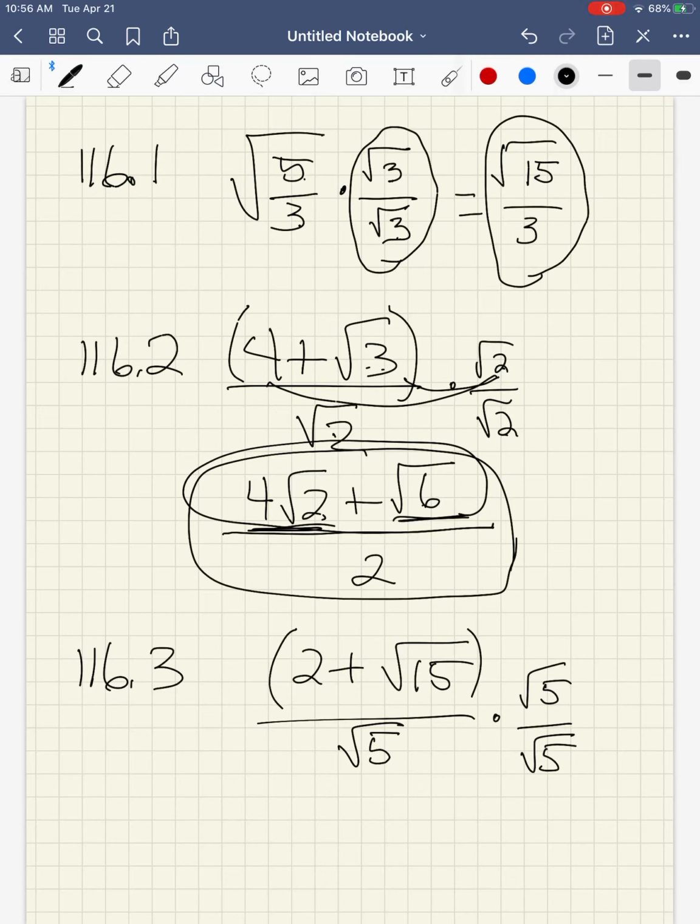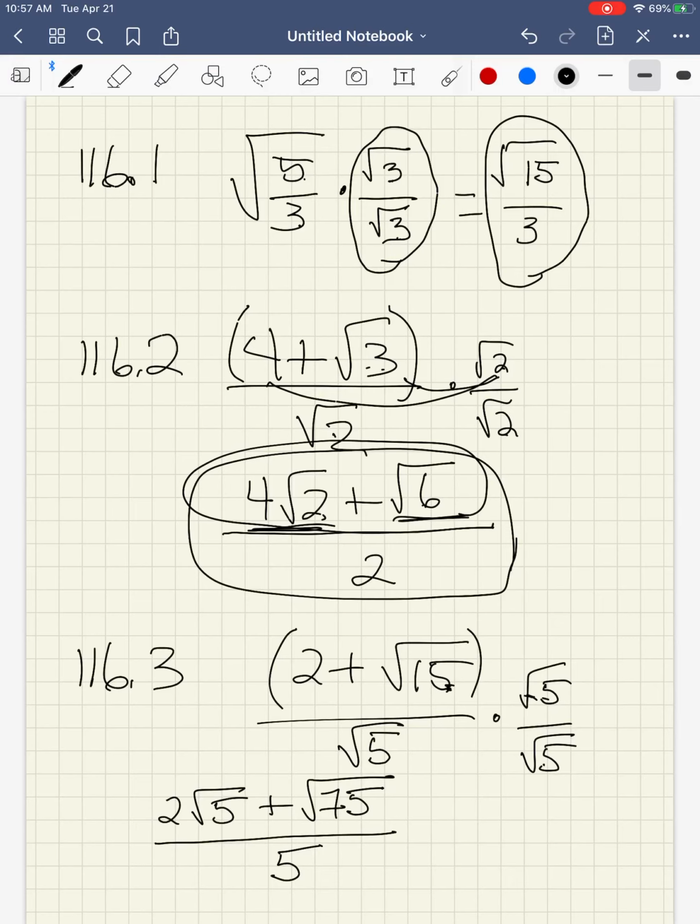So square root of 5 times 2 is 2 square root of 5 plus, both of these are under the radical, so we multiply them and leave them under the radical. And then square root of 5 times square root of 5 is 5. Now, what's wrong with this one?